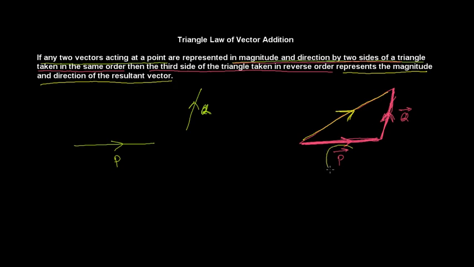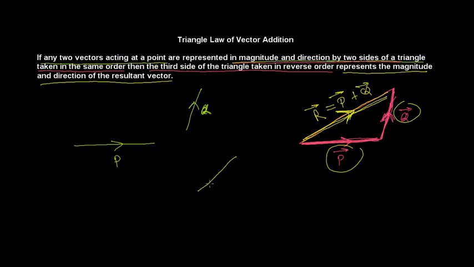Resultant vector means the sum of these two vectors. So this is the resultant vector, which is the sum of p and q, or you can say the resultant of p and q is represented by the third side taken in the reverse order. This is what the triangle law says.